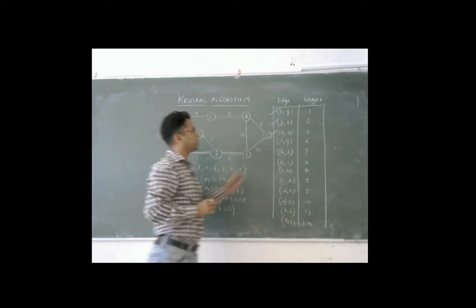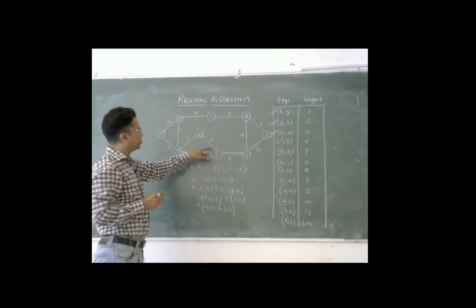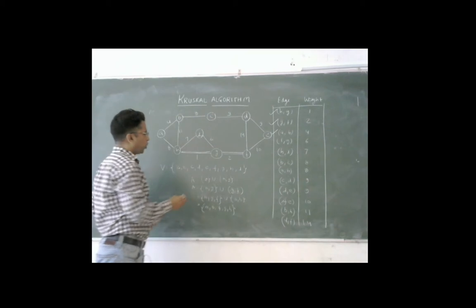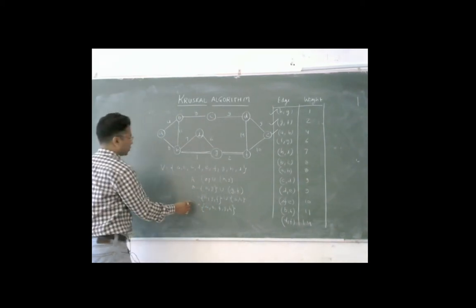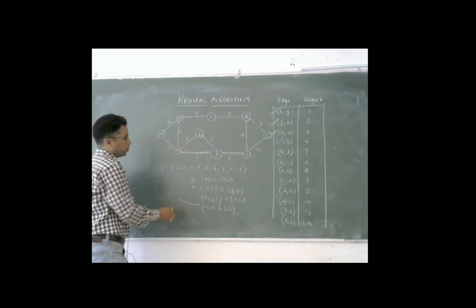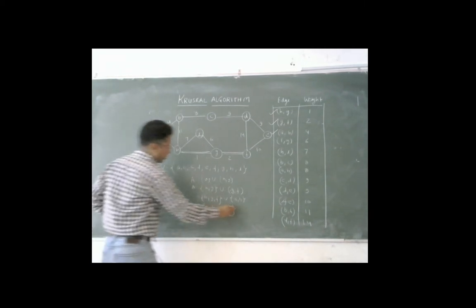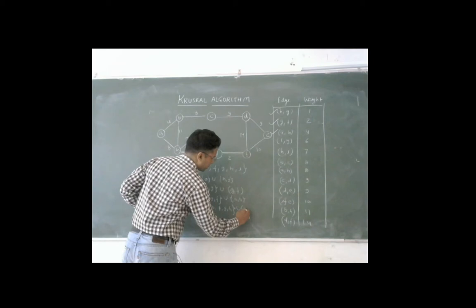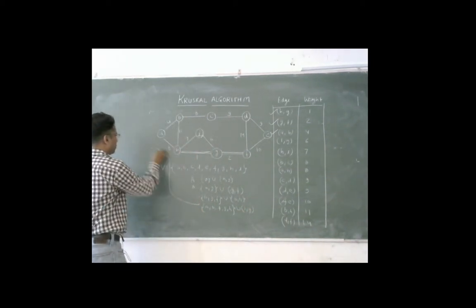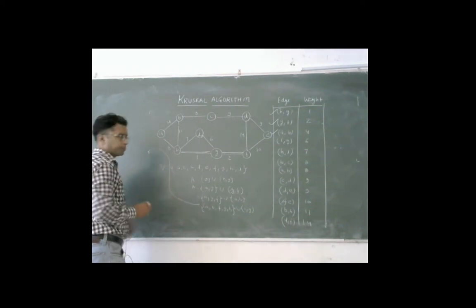Now the next edge is IG. So in IG there is an extra vertex I. So I am just taking the union over IG, I, G. After this, it will become, I'm just writing this.